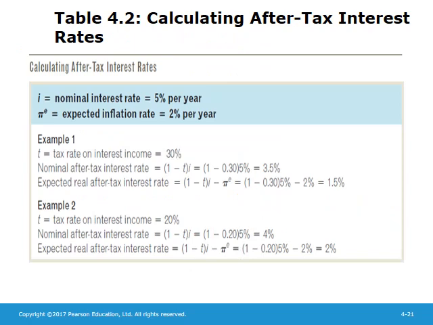This is a very simple example under two scenarios for the tax rates on interest income, of course. One is 30% and the other 20%, and you can see the higher the tax rate, like in example 1, the lower the expected real after-tax interest rate, 1.5% as opposed to 2% when the tax rate was lower, 20%.